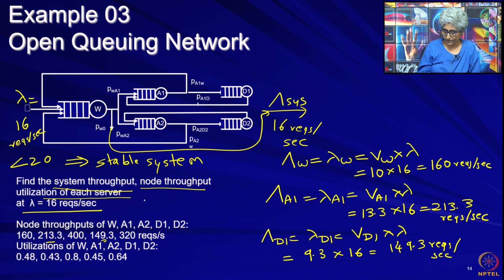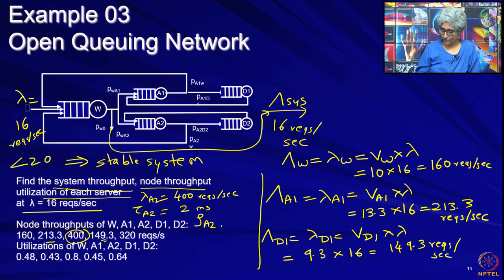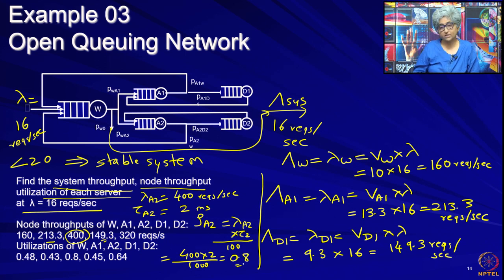In fact, it will be interesting to do the utilization for A2. So lambda A2 is equal to 400 requests per second, tau A2 was 2 milliseconds. So rho A2 will be equal to lambda tau, lambda A2 multiplied by tau A2 divided by 1000, because we should have the same unit. This will be equal to 400 multiplied by 2 by 1000, and this is 0.8. So this is the utilization of A2.